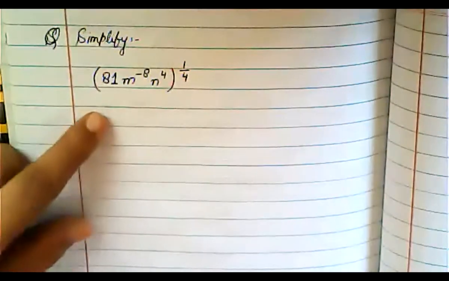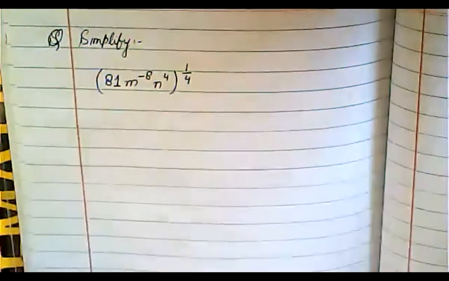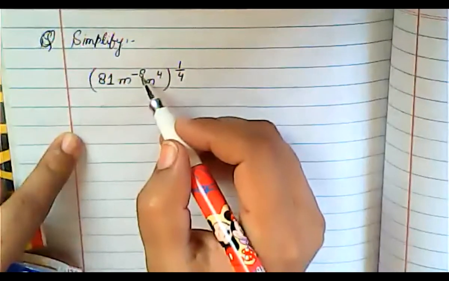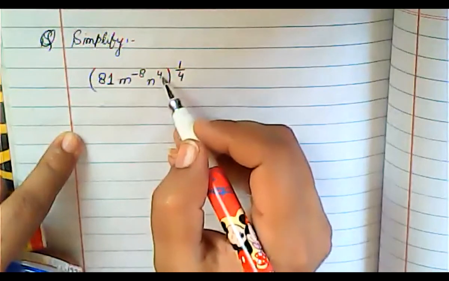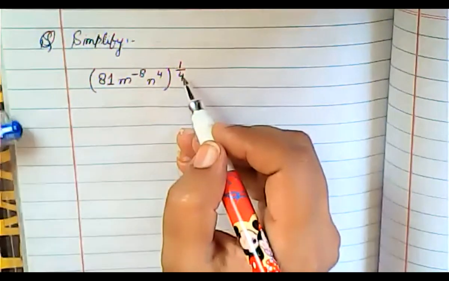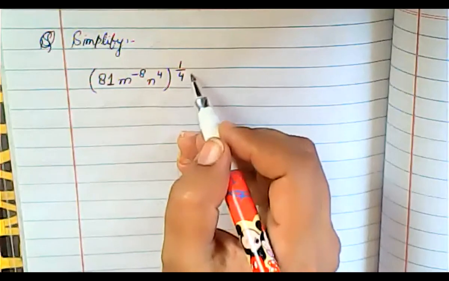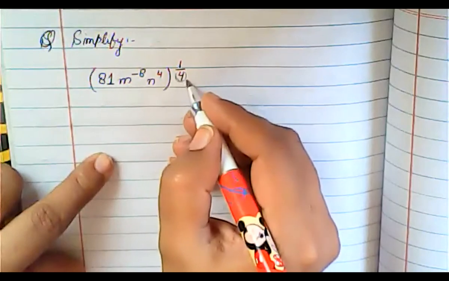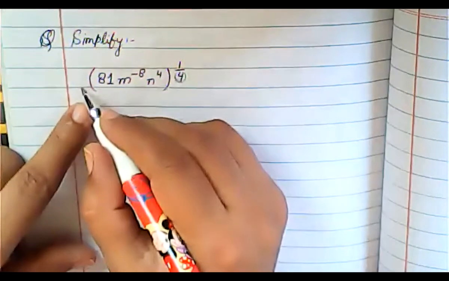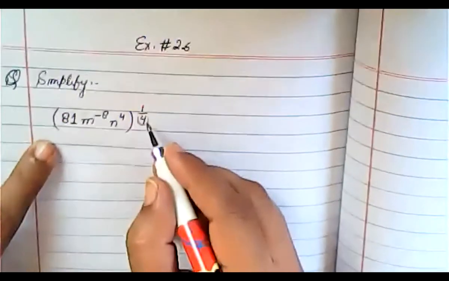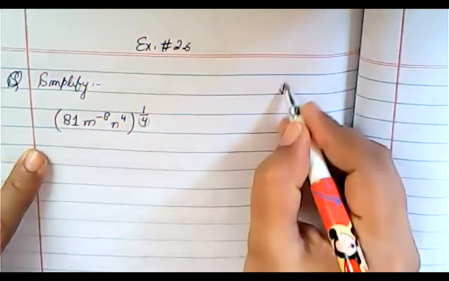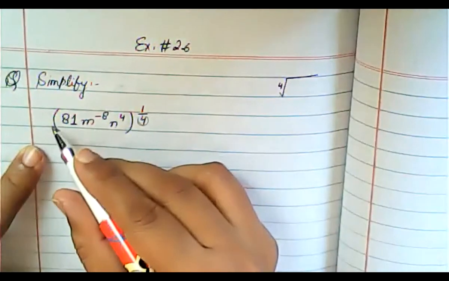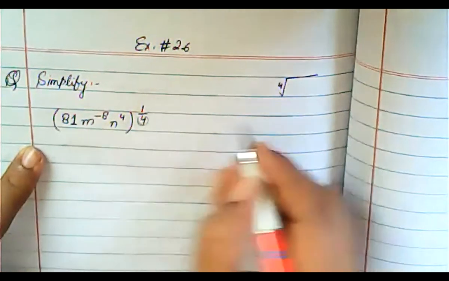Look here. What question do you have here? You have to simplify this one: 81 m raised to the power minus 8 and n raised to the power 4, the whole raised to the power 1 upon 4. If we talk about this 4, it is the fourth root. You can write this 4 in this form as well, under root 4. So this 4 is basically the index. You can write it down in this form.